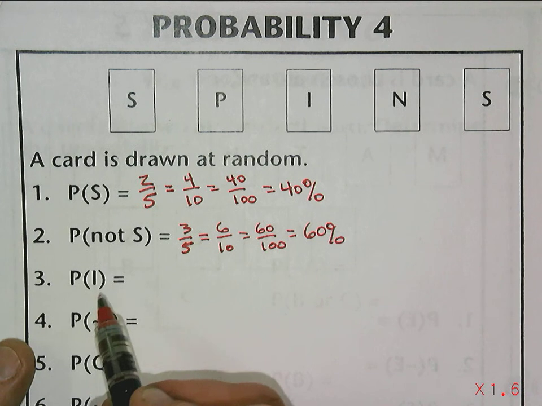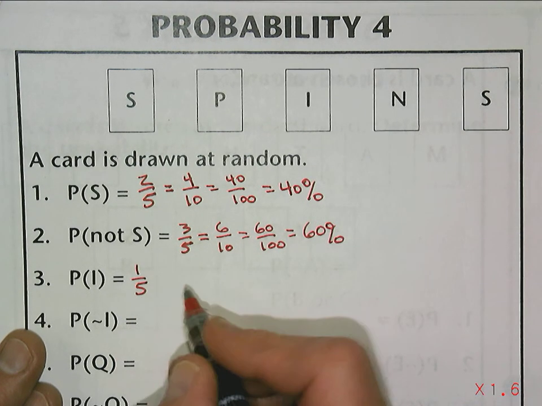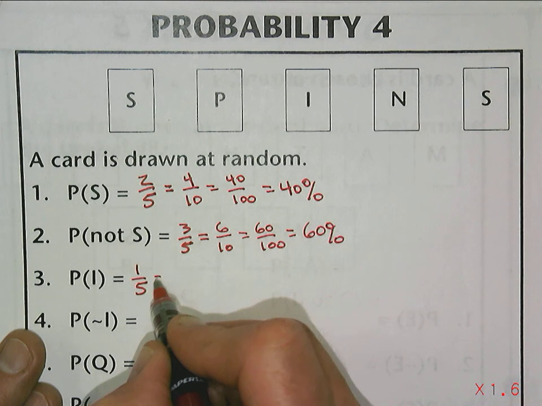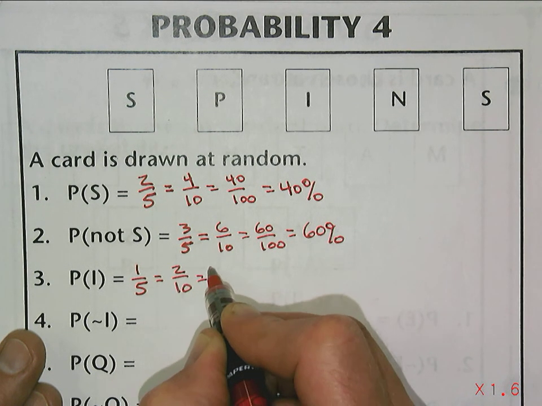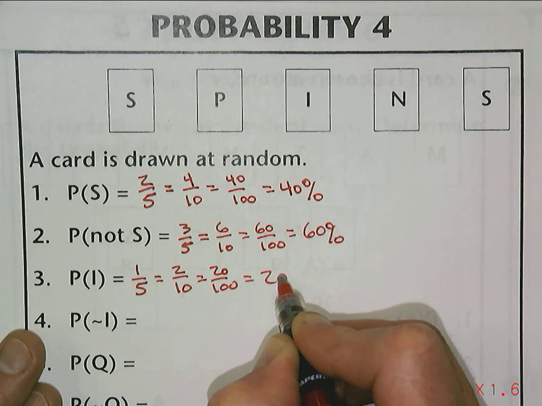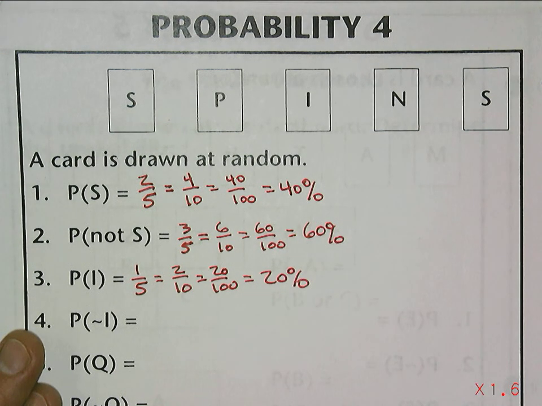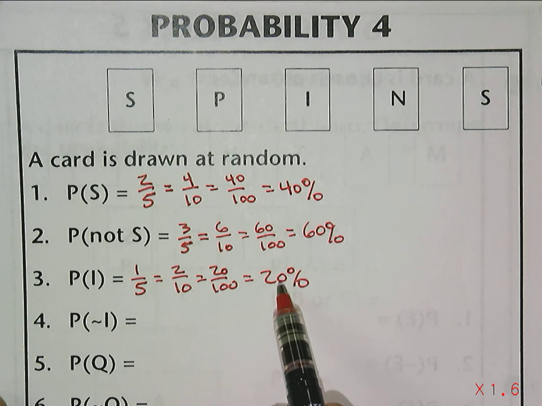How about the probability of an I? Well, it looks like there's only 1 out of 5, which is 2 out of 10, which is 20 out of 100, which is 20%. So again, I'm just going to continue to work through problems in this set, going from fraction to percent in each case.